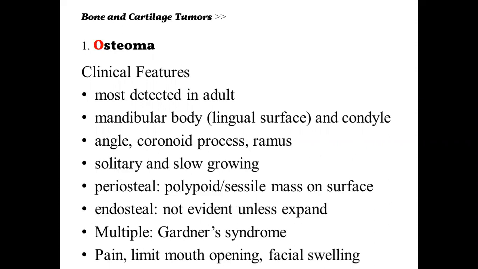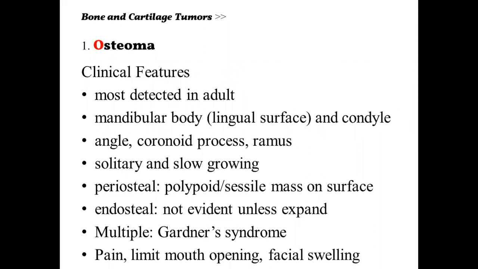Less common sites are the angle of the mandible, the coronoid process, and the ramus. If they occur, they are usually solitary and slow-growing. They can either be periosteal or endosteal. If they are periosteal in nature, they can be polypoid, sessile on the surface. If it's endosteal, they are not that evident unless expansion occurs.